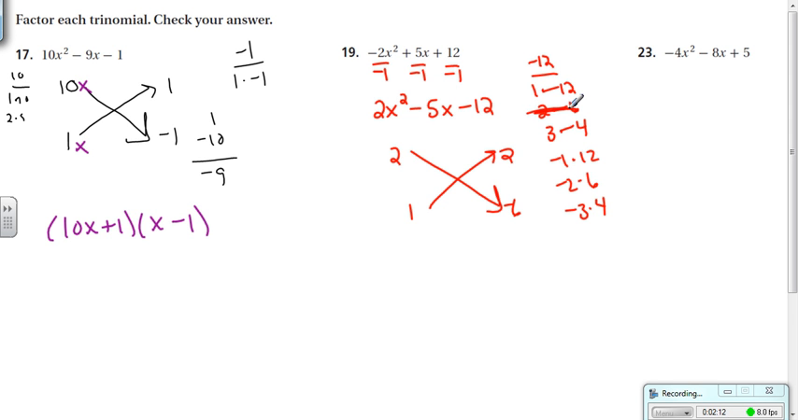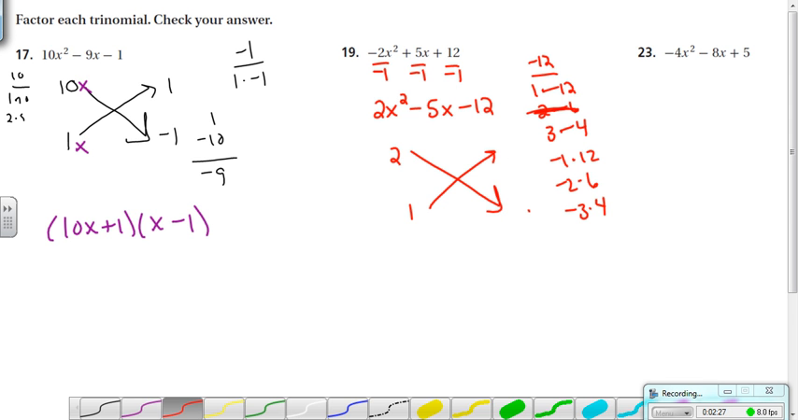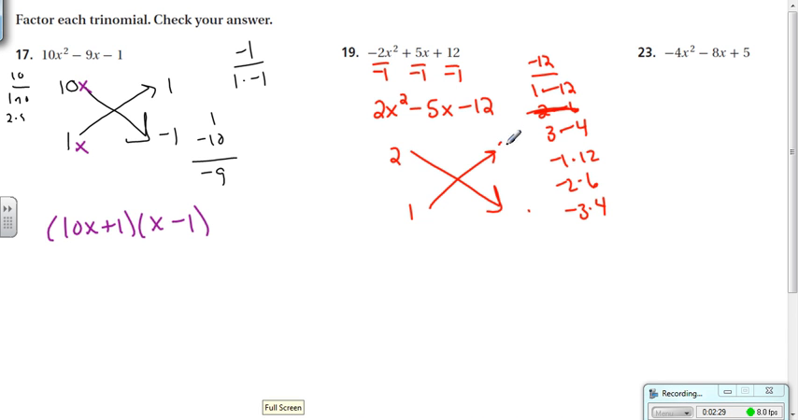So let's try 3 and 4. 3 and a negative 4. So if I multiply that, that'd be negative 8. 1 times 3 is 3. Add those up. Oh, I got negative 5. I got it on my second try. So if I put my variable in, which happens to be an x, I would have 2x plus 3 and a positive x and a negative 4.